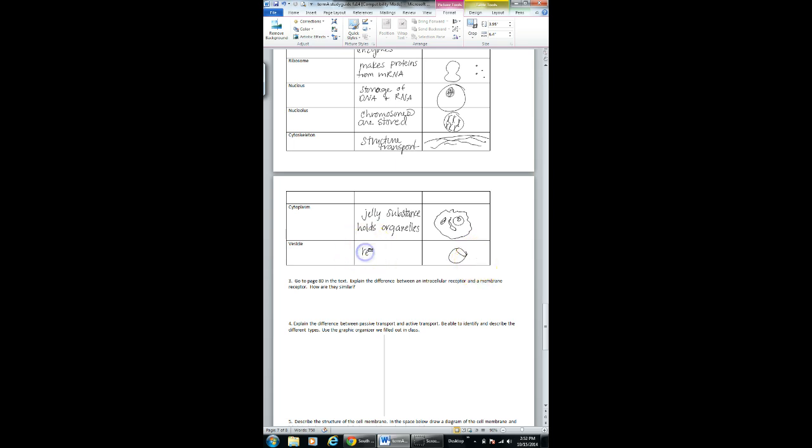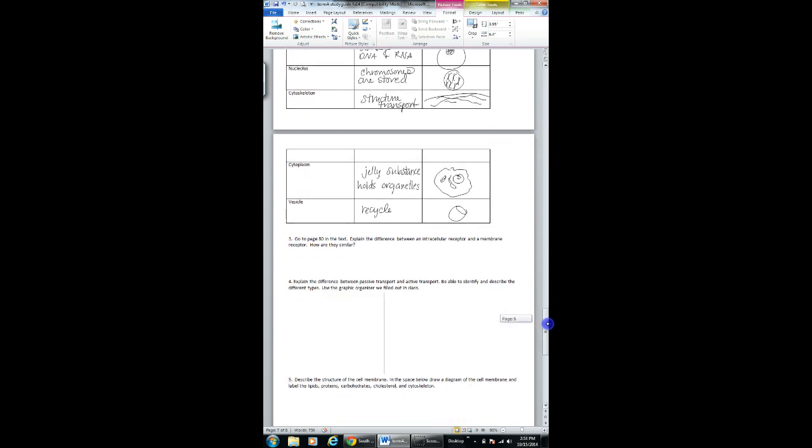And they are the recyclers, used for recycling. Okay, intracellular receptor and membrane receptor.